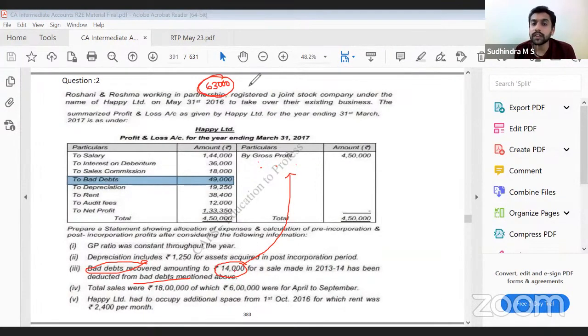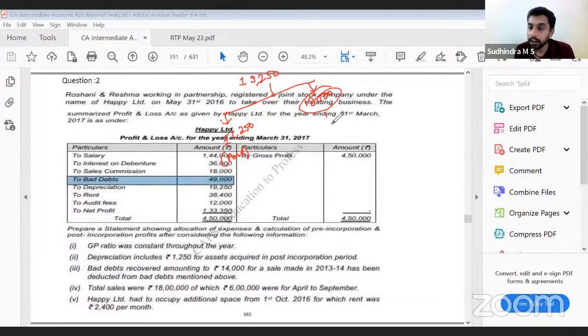Coming to this 63,000, it will be divided in the sales ratio. Depreciation, time ratio, but information is given. Out of 19,250, what are they telling? 1,250 is related to post-incorporation. Balance 18,000? Pre-incorporation.